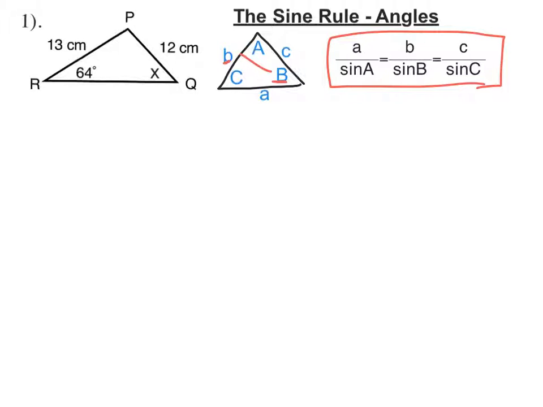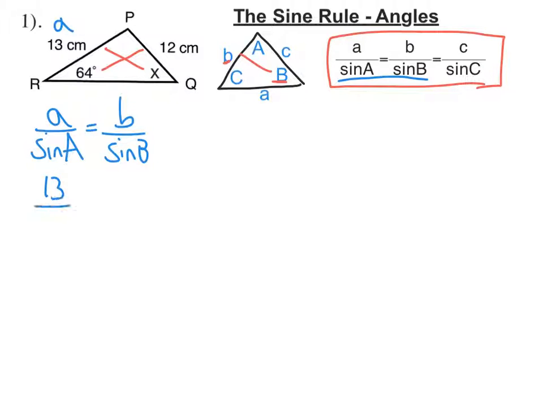Okay, so looking at this question here, we can see we have two pairs of information, and as I can draw across, I can use the sine rule. So let's use the sine rule. I'm just going to use two parts of it. So a over sine A is equal to b over sine B. Sub in my values. So a, I'm going to say this is a, so that's 13. Its angle is x, so sine x. Remember, it's the angle opposite. B, therefore, is this one, 12, and its angle is opposite it, sine 64.